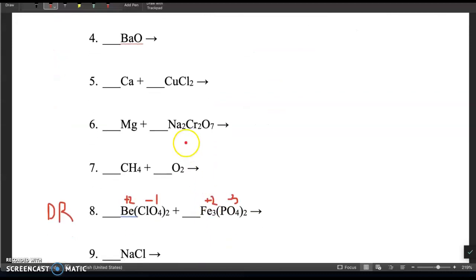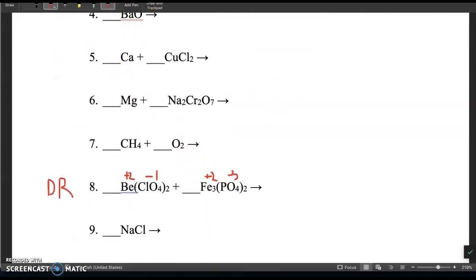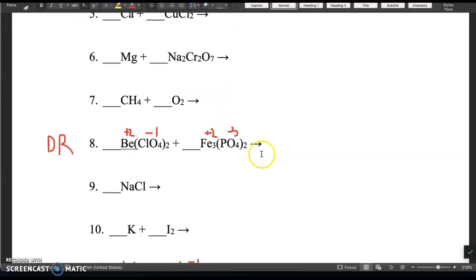Okay. So again, that's the toughest part about these crisscrosses is how do I decide what the charges are? And once I'm able to do that, how can I go and put them on the other side? Okay. So now beryllium is going to go with phosphate. I'm just going to leave a little space here. Beryllium is going to go with phosphate, and PO4, and iron is going to go with perchlorate, which is over here. Okay, so I'm going to leave a little space for the crisscross here. Now, beryllium is a +2.